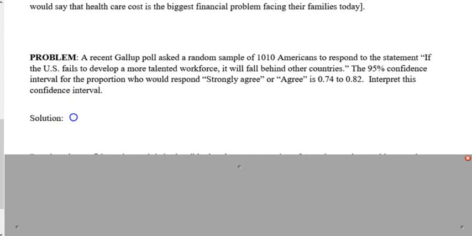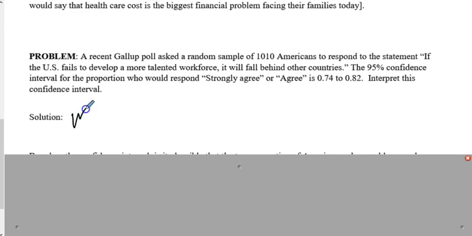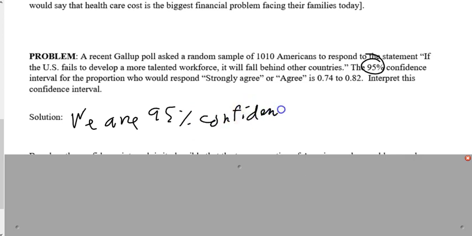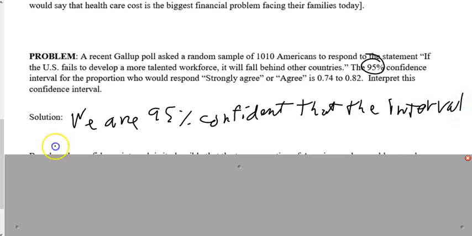So we say, we need a marker, that's what we say. We say, we are 95%, and we're just filling in that blank form, confident that the interval from 0.74 to 0.82 captures the true proportion.